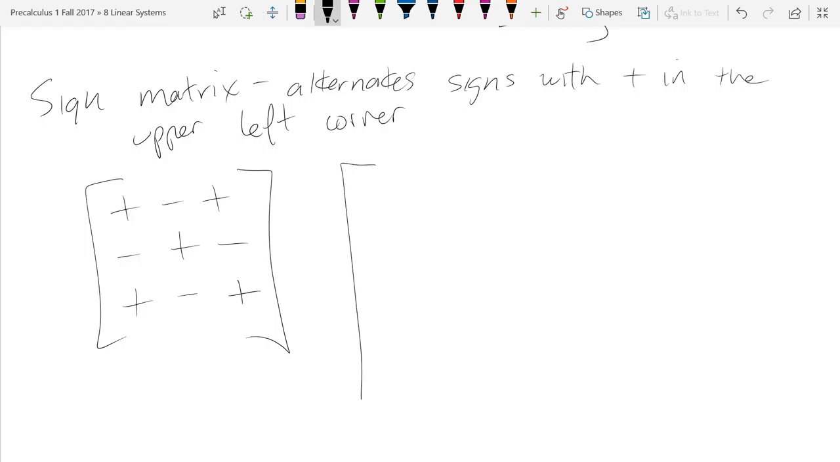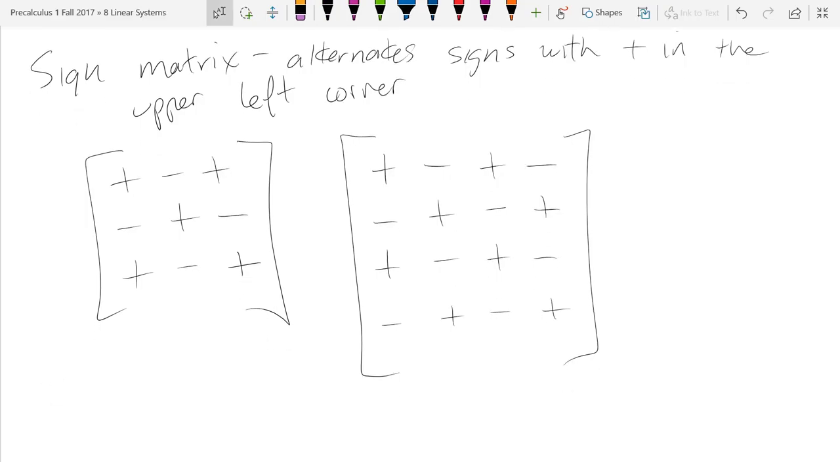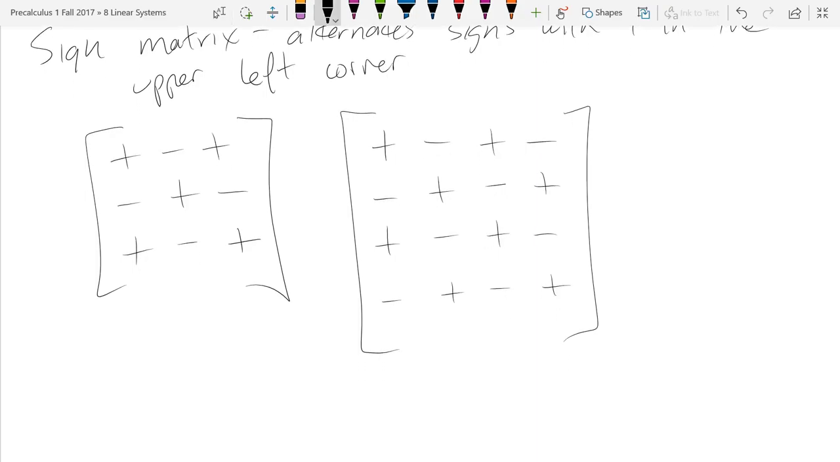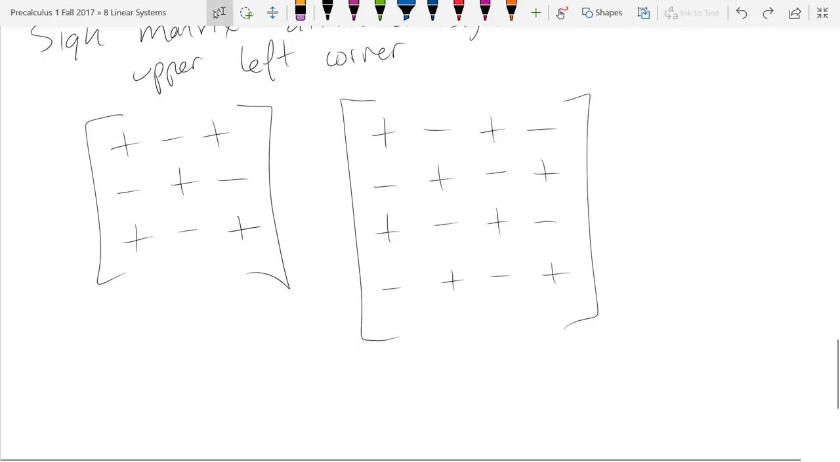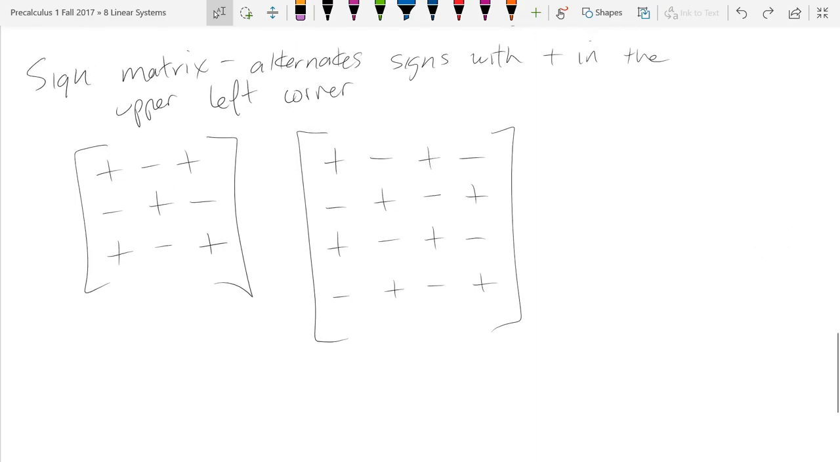If you have a 4x4 matrix, it's really similar. So there's a 4x4. I think you would see what a 5x5 would look like without writing it down. So for the sign matrix, you just have to make sure you start with a plus in the upper left corner, and then you just alternate. You can go across or down, alternating. So there's our sign matrix, or matrices. You get one for each square size.